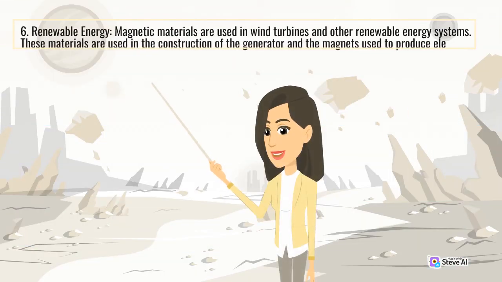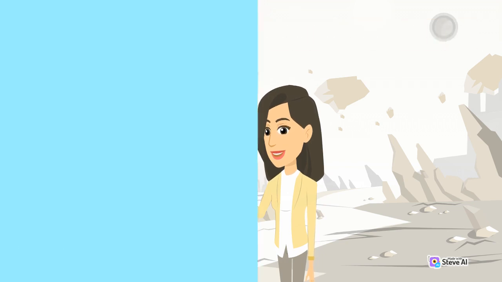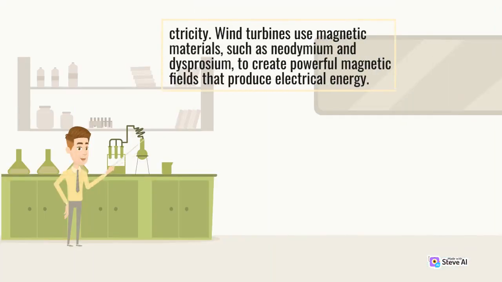6. Renewable energy. Magnetic materials are used in wind turbines and other renewable energy systems. These materials are used in the construction of the generator and the magnets used to produce electricity. Wind turbines use magnetic materials, such as neodymium and dysprosium, to create powerful magnetic fields that produce electrical energy.